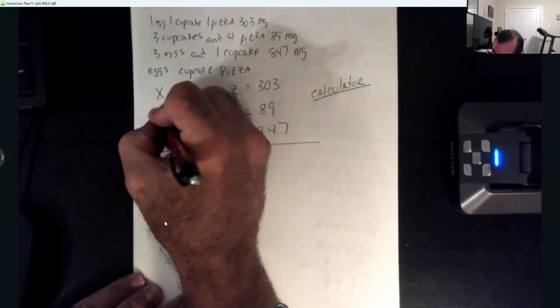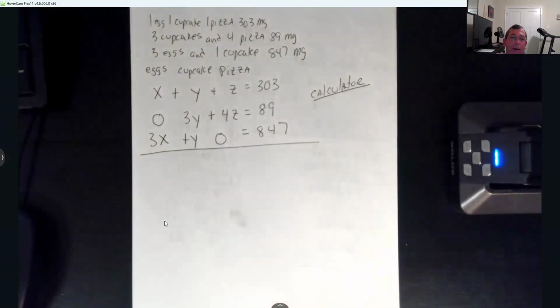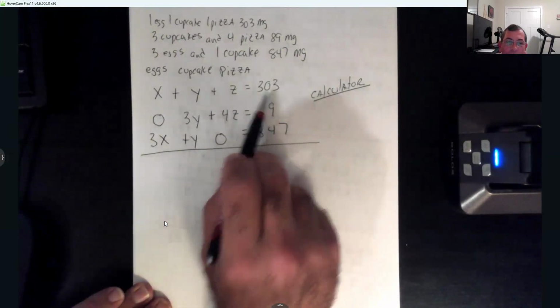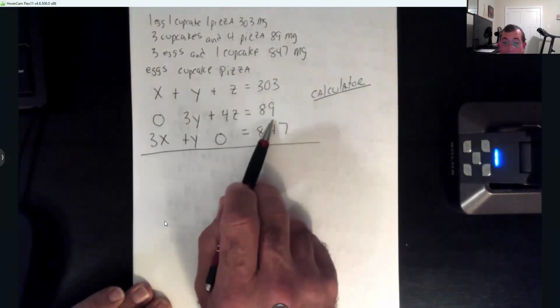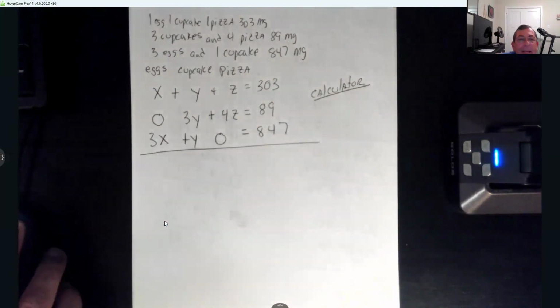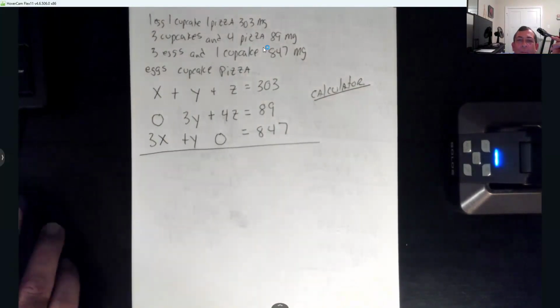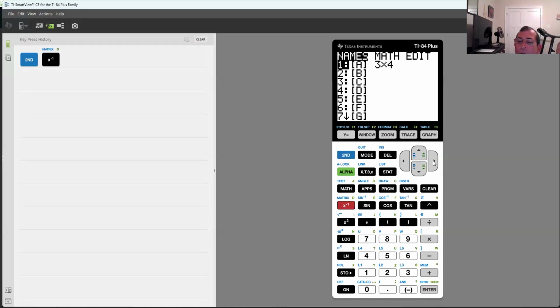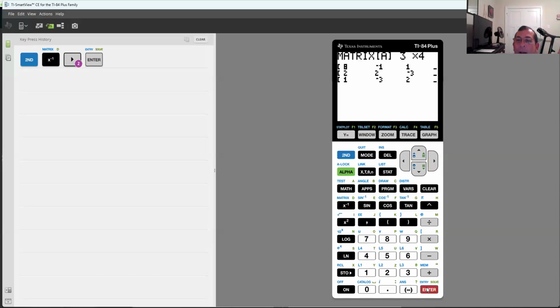So if I'm going to do it on the calculator, I'm going to add a 0 here and a 0 here. So I'm going to put in a 1, 1, 1, 303, 0, 3, 4, 89. Then you'll do a 3, 1, 0, 847. So let's see the milligrams in this thing, and then we'll do it by hand, okay? So remember, first thing we got to do, put the matrix in it by hitting second, X -1, and going over to edit. On edit, hit enter. Now these are still 3 by 4 because we got 3 equations and 4 columns. So enter, enter. And then let's put in our numbers.